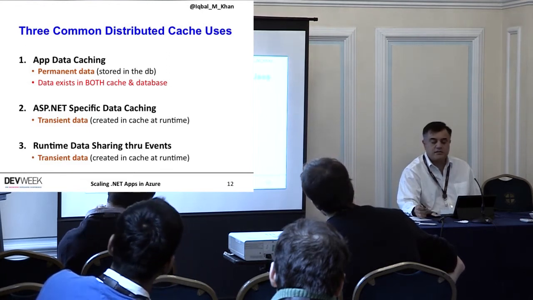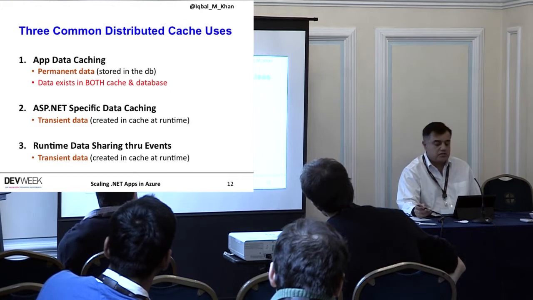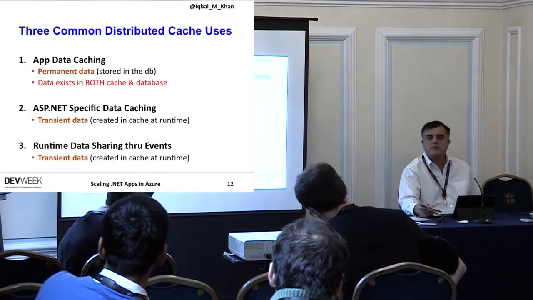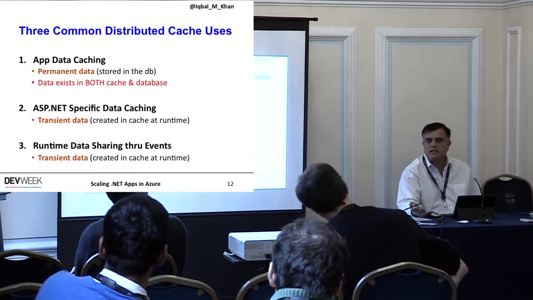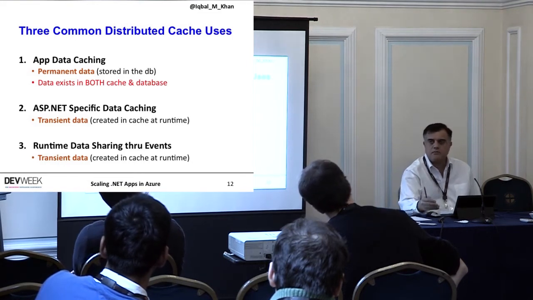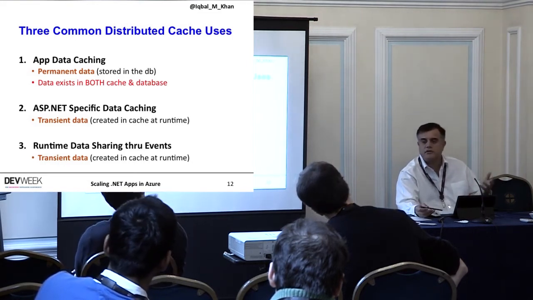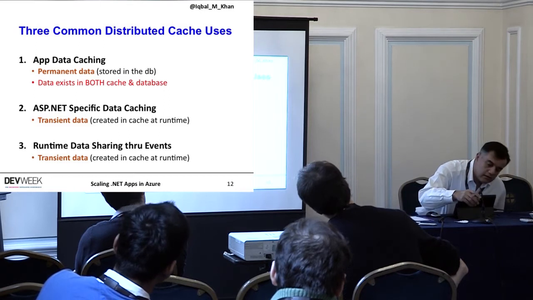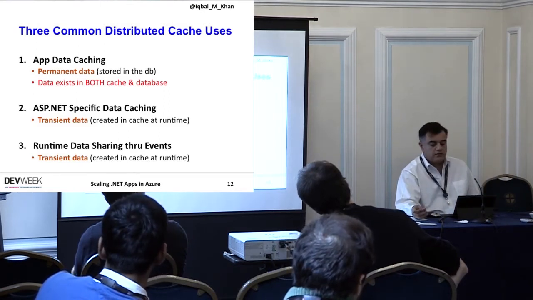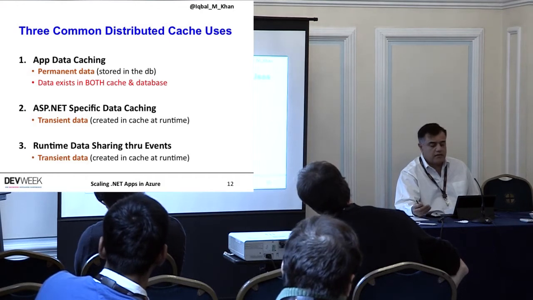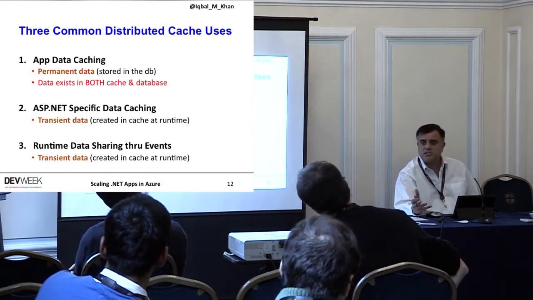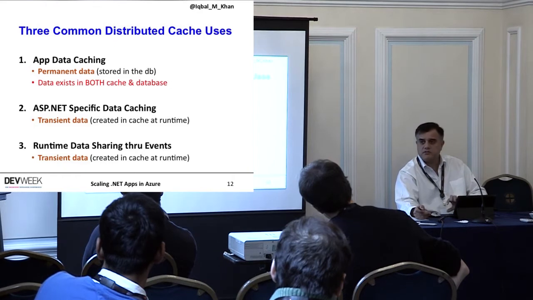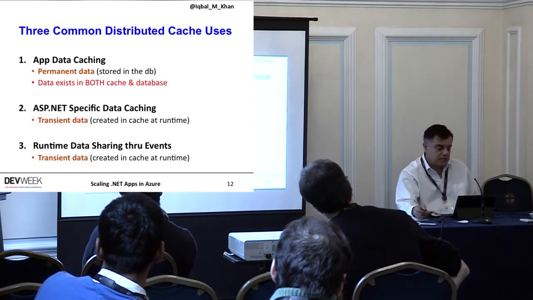The second use case is ASP.NET specific data, which is transient or temporary data. Transient data is data that gets created at runtime. For example, ASP.NET sessions are transient data. They get created when you log in or access a web application the first time, and they go away after 20 minutes of inactivity. View state is another case, and there may also be other transient data that your application itself is generating. So that's the second common use case, and I'll go into more detail on each of these. I'm just giving a high-level picture at this time.